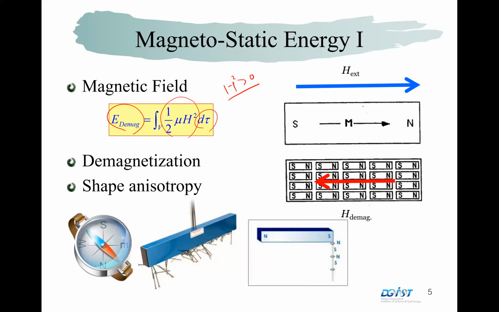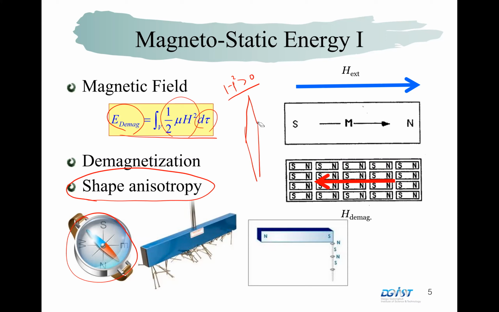Okay. So as a consequence of this energy minimization of the magnetostatic energy, the magnetic moment will be aligned to minimize this energy. That's what we call shape anisotropy. For example, in this compass, the needle shape, usually we make a very elongated shape for the needle of the compass. One side is what you call the north pole, and the other side is called the south pole.